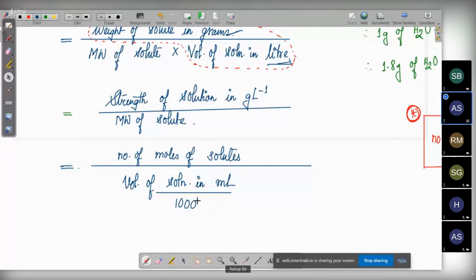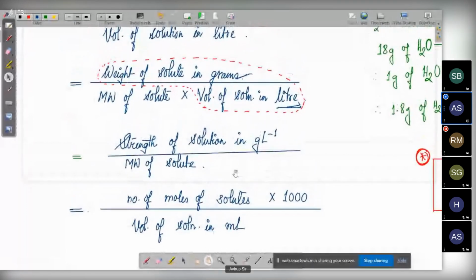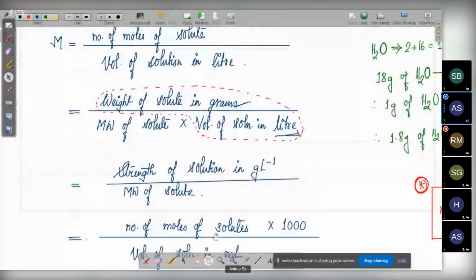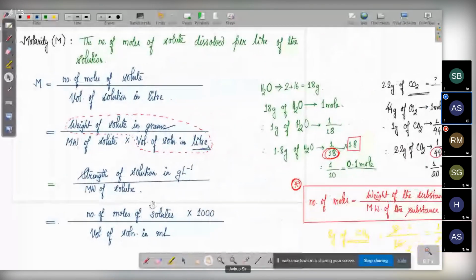So what happens? 1000 in the denominator will go up in the numerator, just like it happens in fractions. So at the top, you have to multiply by 1000 because it was initially in the denominator. So after calculation, it will go back in the numerator. So into 1000. This is the final formula for calculating molarity. We'll be applying them depending on the necessity and the demand of the numerical that we are solving, depending on the data that is given to us.